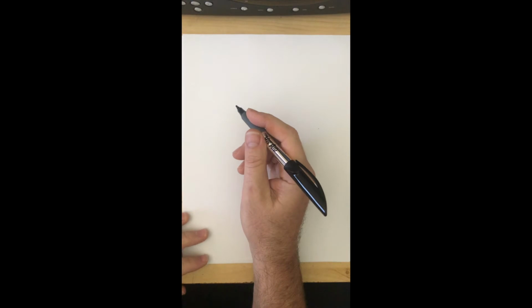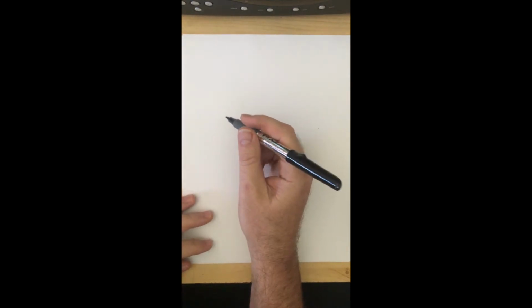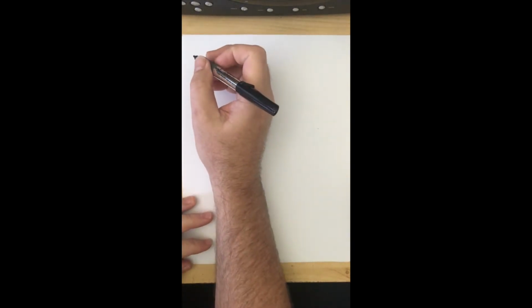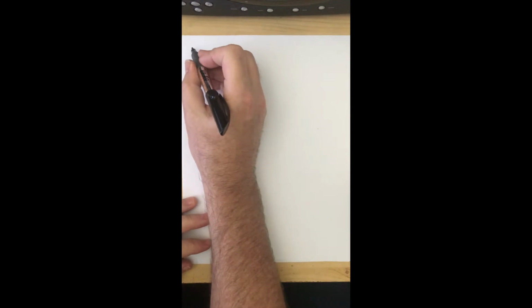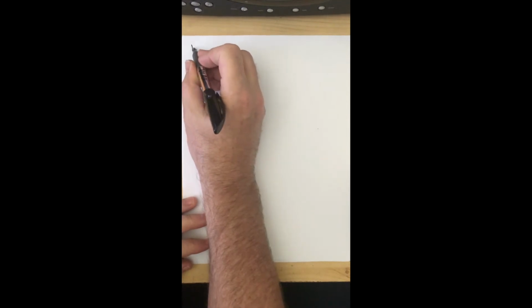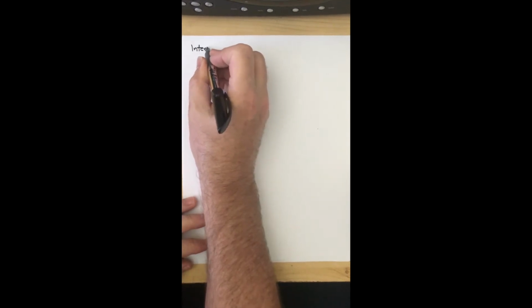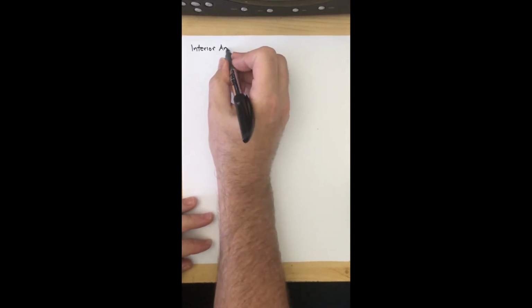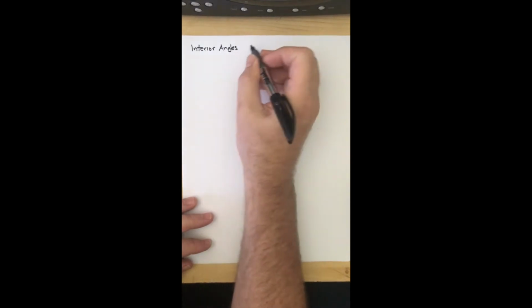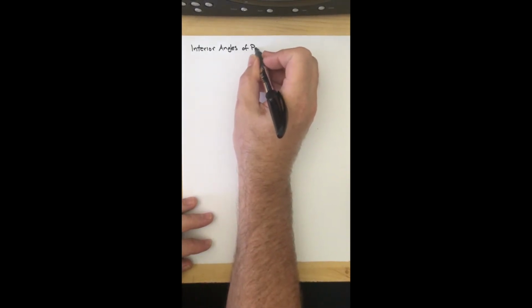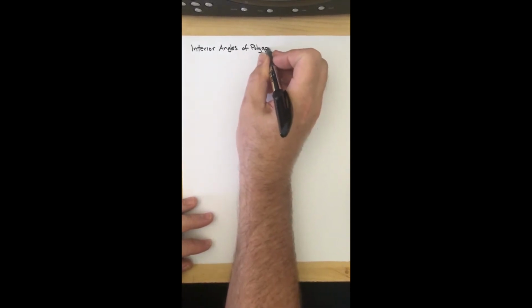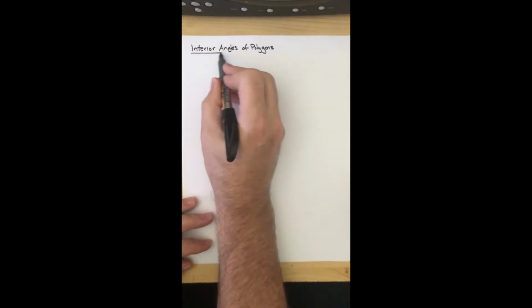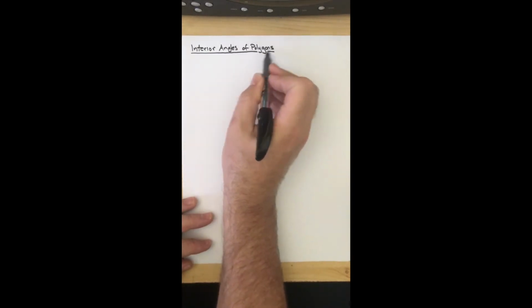math. Today, we are going to learn about the interior angles of polygons. That is our lesson for the day. Interior, which of course means inside, angles of polygons. Okay, so interior angles, of course, are the angles inside polygons.